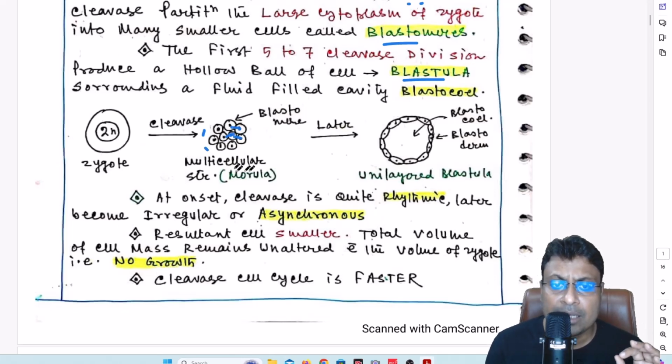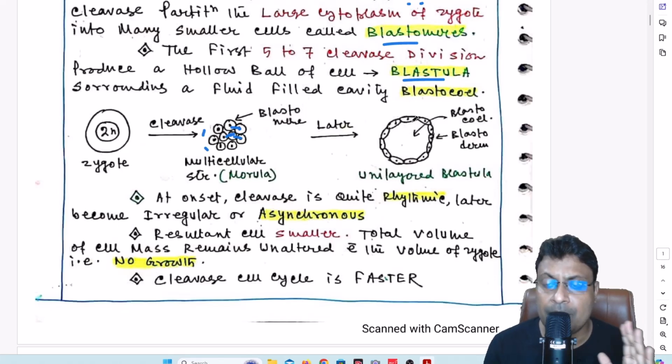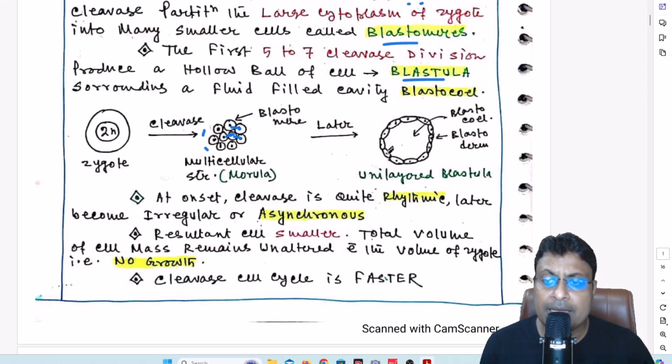Later this morula will be transformed into the blastula, and inside this blastula a special type of cavity can be found, which is known as the blastocoel, and the surrounding layer of the blastula is called the blastoderm. The cells of this blastoderm then undergo morphogenetic movement to produce the gastrula, which contains different types of germ layers. Anyway, the result of cleavage of the zygote is the formation of a multicellular, unilayered blastula, right?